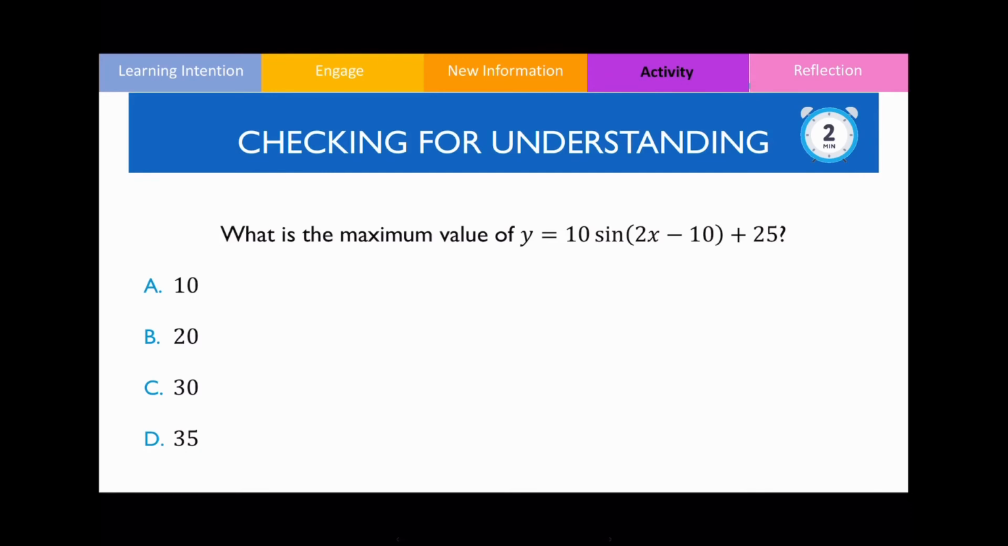If you have done this successfully, then you should have been using this formula over here. Find the amplitude and the vertical translation. In this case, the amplitude is 10 units and your vertical translation is moving 25 units up. Therefore, your maximum value will be equal to 35. Hence, D is the correct answer.